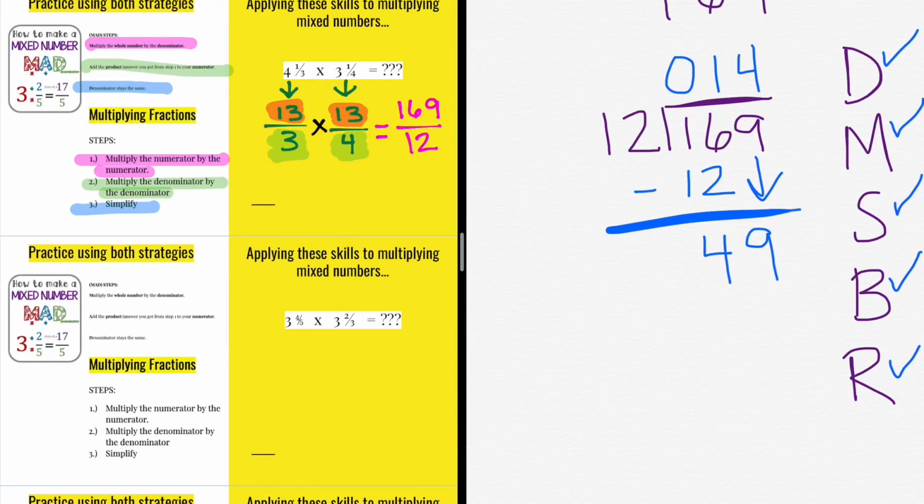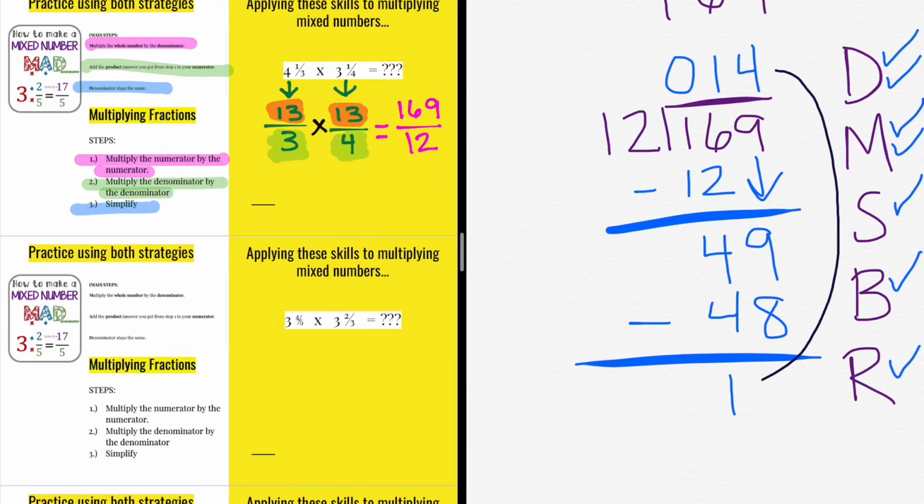That's right, it can go into it 4 times. And that means that 12 times 4 is 48. And now I'm ready to subtract. And 49 minus 48 equals 1. And now I'm ready for my new fraction. My new fraction is 14 and 1/12. And I can write that over here.